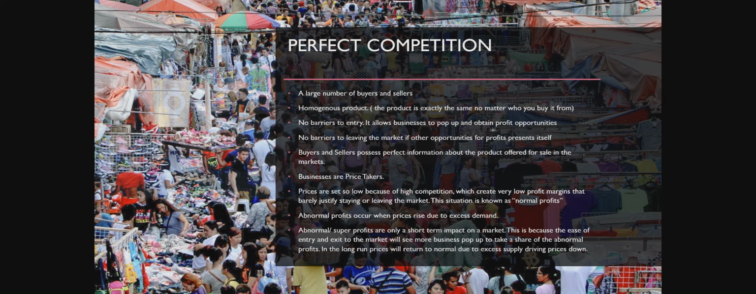It allows businesses to pop up and attain profit opportunities. So when we talk about barriers, it means it's very easy for you to get in there, to sell a homogeneous product. And if you're not interested anymore, you can just as easily leave once profit opportunities disappear. Buyers and sellers possess perfect information about the product offered for sale in the markets.